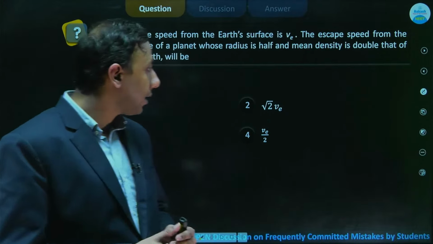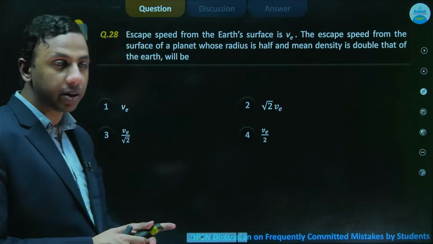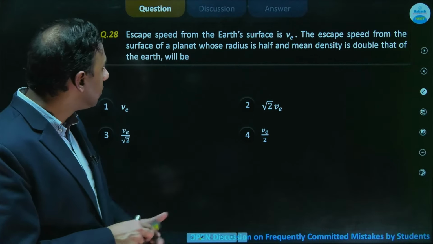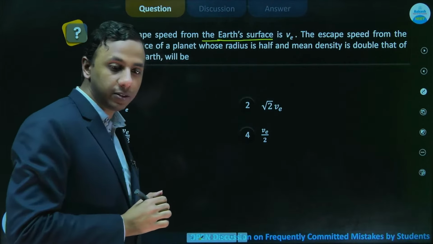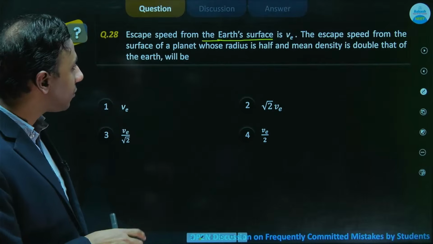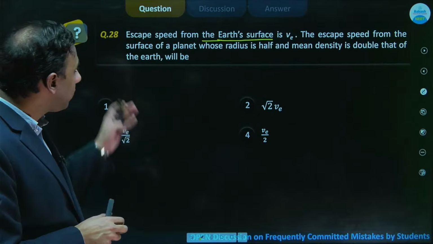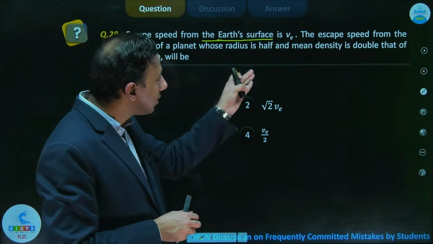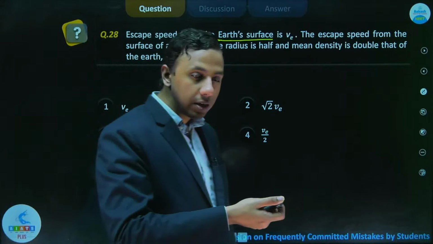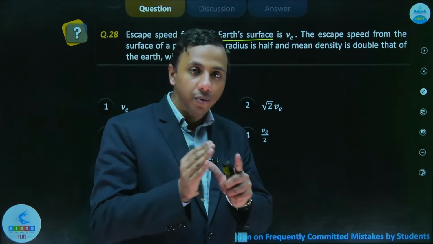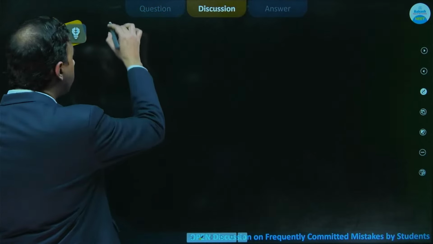Question 28 is also a bit direct. I guess if you remember the formulas you can do it directly. We will also derive a little, don't worry. So, escape speed from the earth's surface, you have to note this down, from the earth's surface is VE. The escape speed from the surface of a planet whose radius is half and mean density is double that of the earth. So first let's come back to the original formula of escape speed. What is the formula of escape speed?